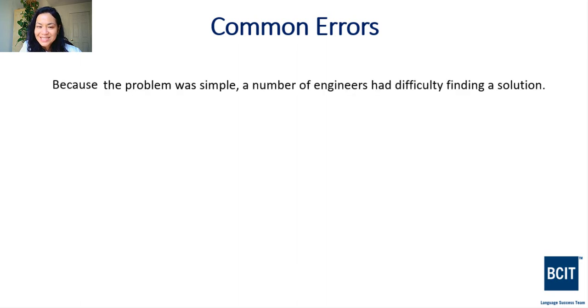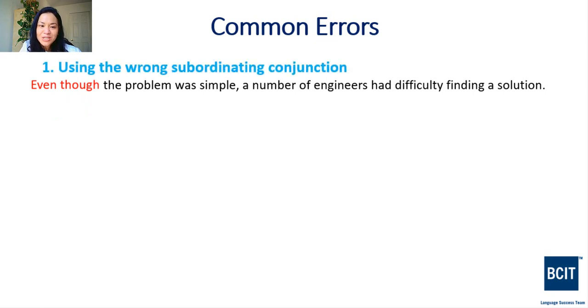Look at this sentence. Because the problem was simple, a number of engineers had difficulty finding a solution. Can you spot the error? This sentence does not make sense. Remember that using the subordinating conjunction because makes this an adverb clause of reason. So it doesn't make sense that the reason a number of engineers had difficulty finding a solution was because the answer was simple. A better subordinating conjunction would be even though. So that is the first kind of error, using the wrong subordinating conjunction.